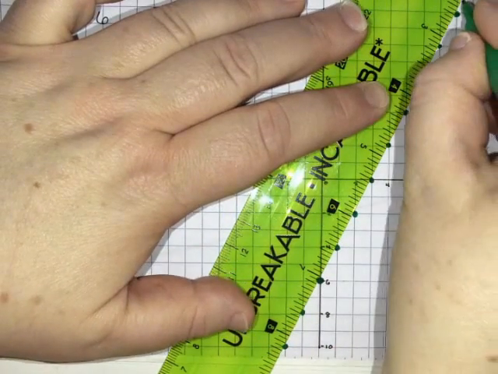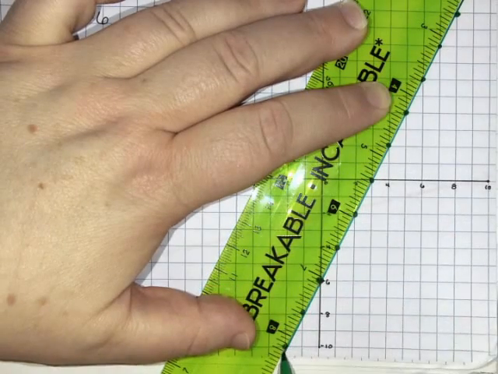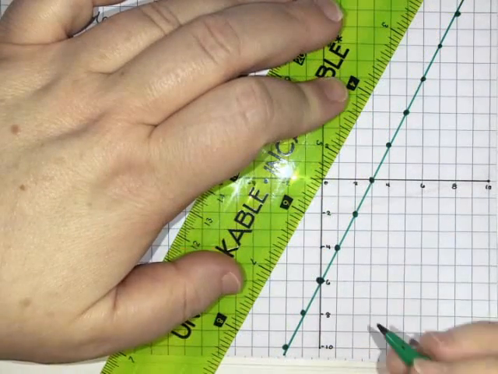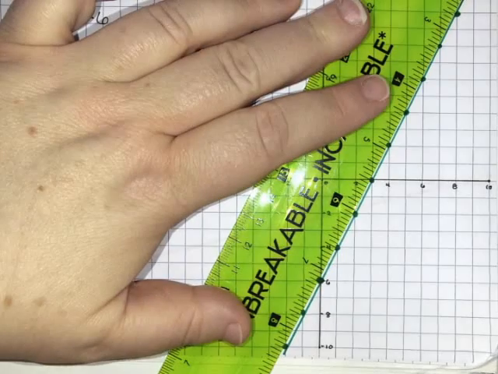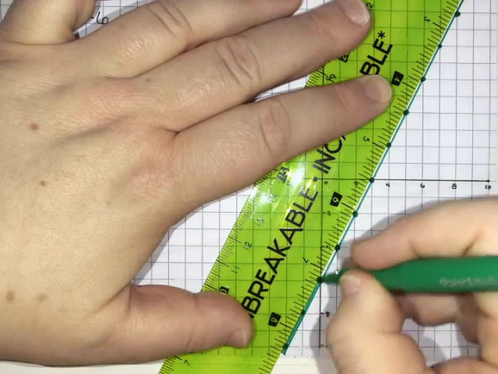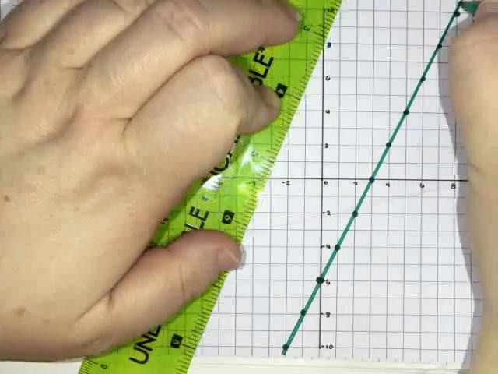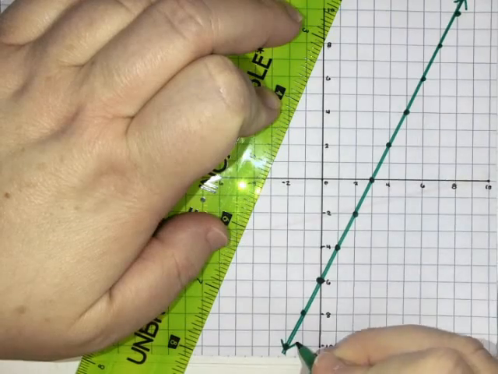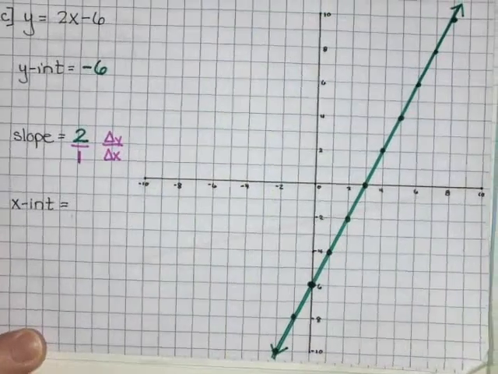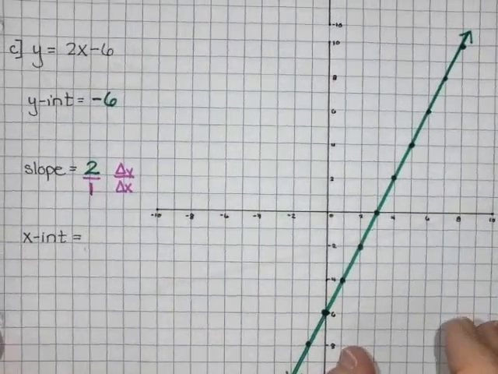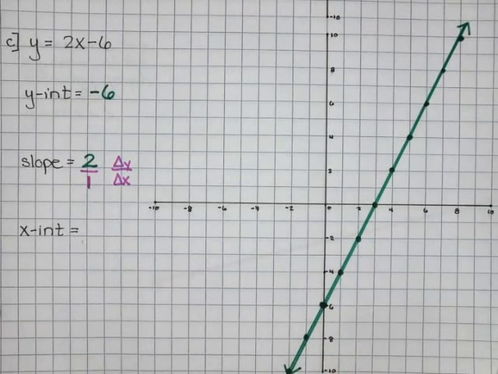You need to make sure it goes from one end of the grid to the other. I didn't do a very good job. I missed some of my points. Oops. Let's try that again. It's fine. We're going to put arrows on the end. And there's our line. The only thing we have left to do is to figure out the x-intercept.